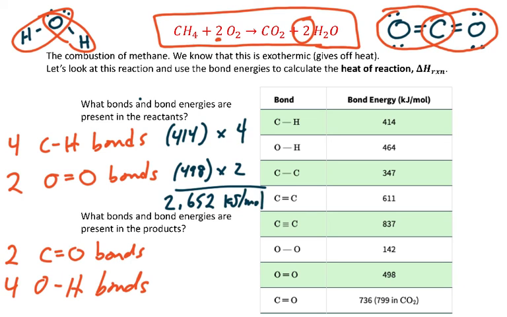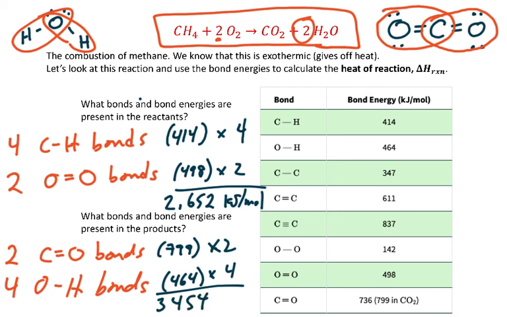We can look now at the products. We have a CO double bond, which is 799 in CO2. So we have 799 times 2. And then an OH bond is 464, and we have 4 of those, for a total bond energy of products to be 3454 kilojoules per mole. Okay, so we see how some of the past is still important, right?